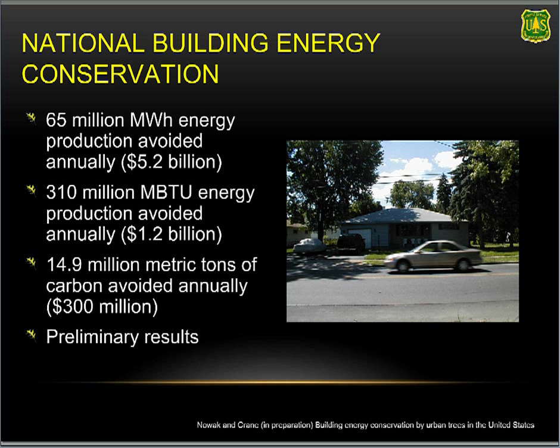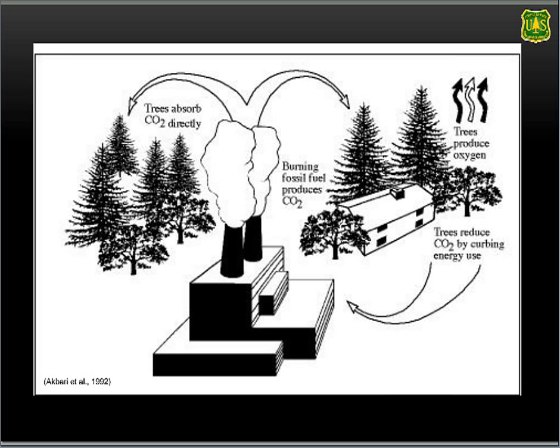These are some estimates that we have nationally. We're working on newer ones to update these values. But it can be quite significant, in the billions of dollars annually, in avoided energy production and avoided carbon emissions from the power plants, because we've put trees in smart positions around buildings to reduce energy. Again, due to shade, due to temperatures. We reduce energy use, we reduce the emissions from the power plants.